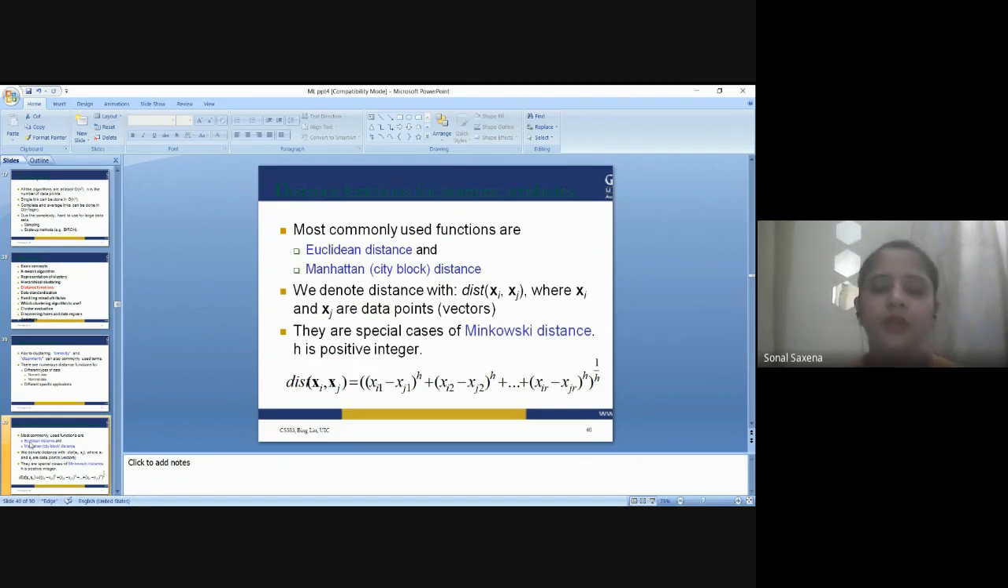Most commonly, the distance functions that we use here are the Euclidean distance and the Manhattan distance, and we denote the distance with xi and xj. xi is the first data point, and xj is the second data point between which we are finding the distance, where xi and xj are vectors. These are special cases of Minkowski distance, where h is a positive integer. This is the formula given for finding the distance. You can use it whenever you want to find the distance using clustering algorithms.